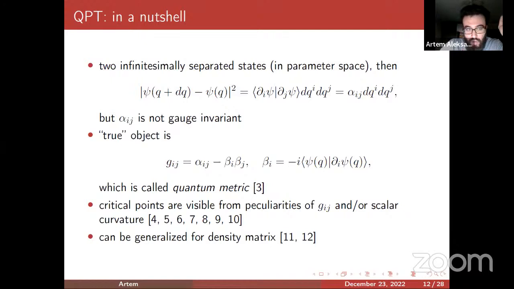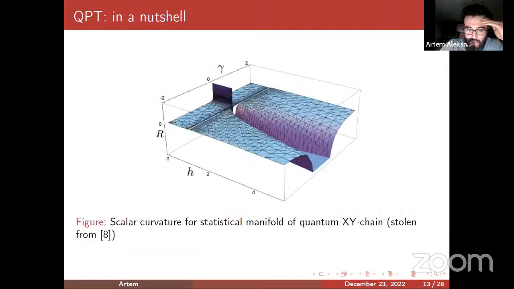So the statement for quantum phase transitions is the same as for classical phase transitions. We can see critical points from the peculiarities of the quantum metric or peculiarities of the scalar curvature. On this slide, you can see the scalar curvature for the statistical manifold that corresponds to the quantum XY chain. We have an XY chain with two parameters. Gamma is a spin-spin interaction, and H is the external magnetic field. Here you can see the plot of scalar curvature for this chain. You can see that at the critical point, the scalar curvature is divergent.